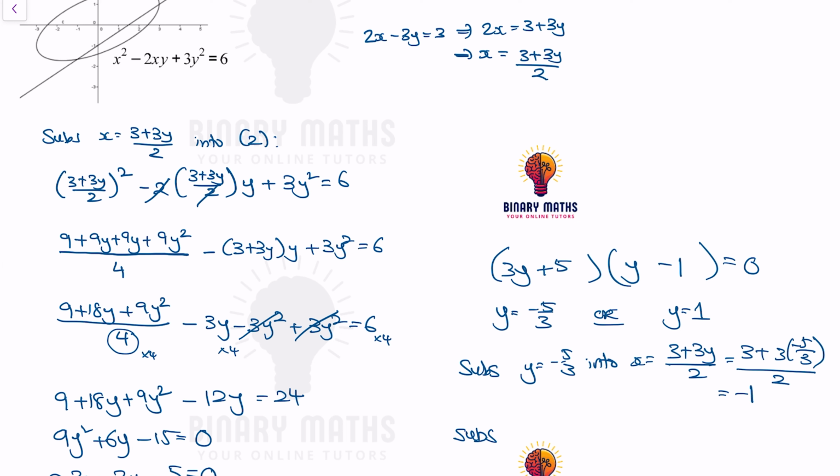Similarly, you have to substitute y equals 1 into x is equal to 3 plus 3y over 2, which gives you 3 plus 3 times 1 over 2, which gives you 3. Okay, so your solutions are x is equal to minus 1, y is equal to negative 5 over 3, and x is equal to 3, y is equal to 1. Okay, so that would be your solutions for that one.